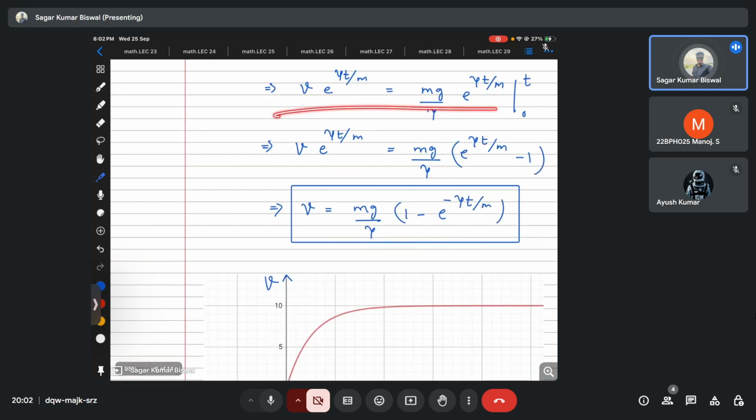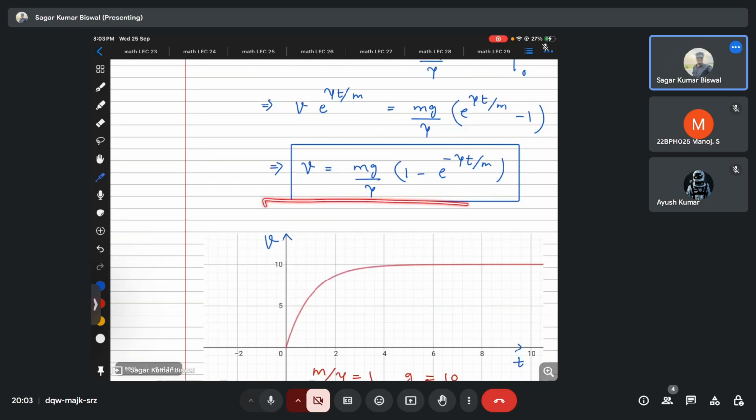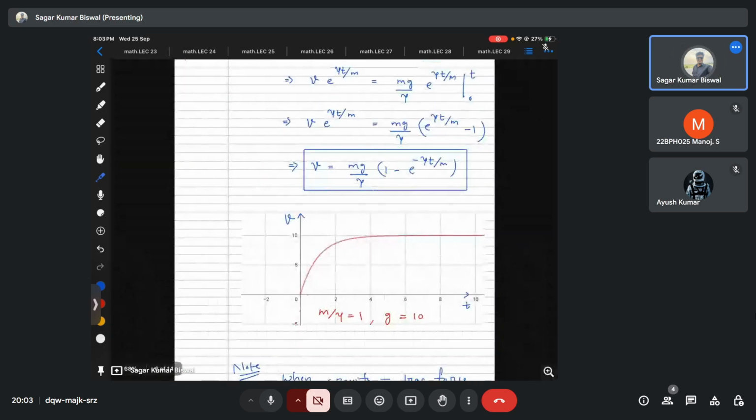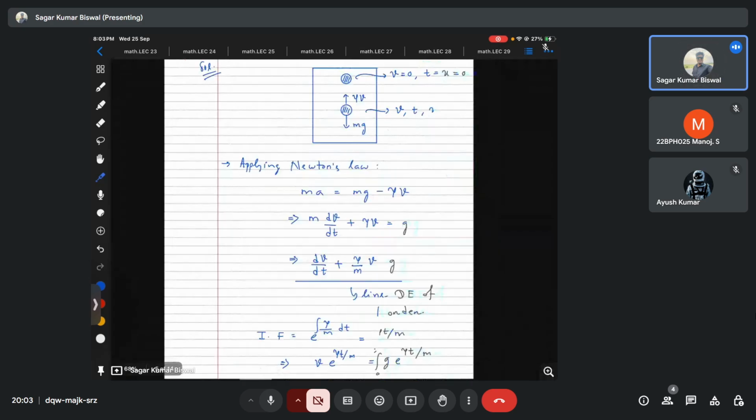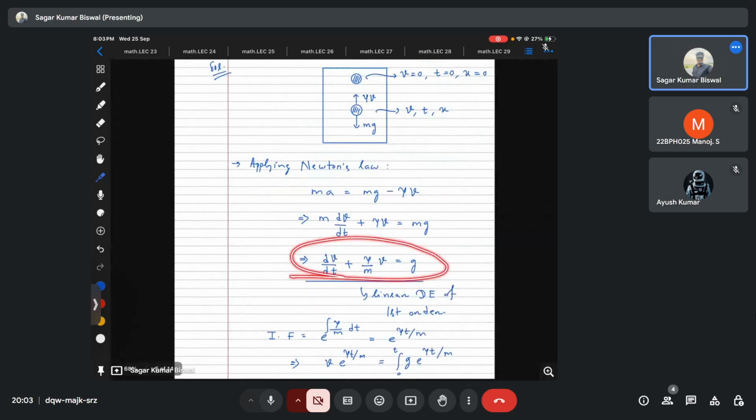Now if you integrate this right hand side, this will be the solution, and you get v as a function of time, right? So this is the solution of this differential equation, right? Is it okay?